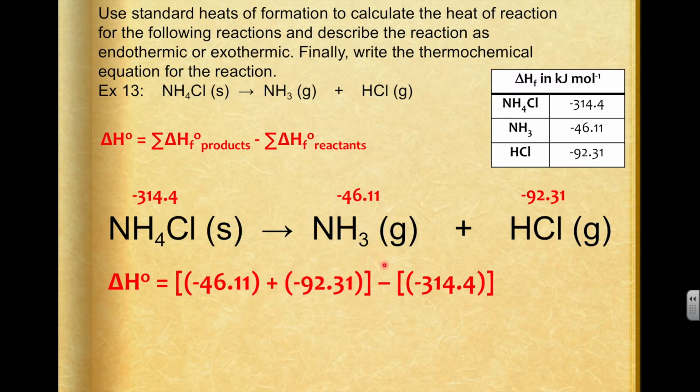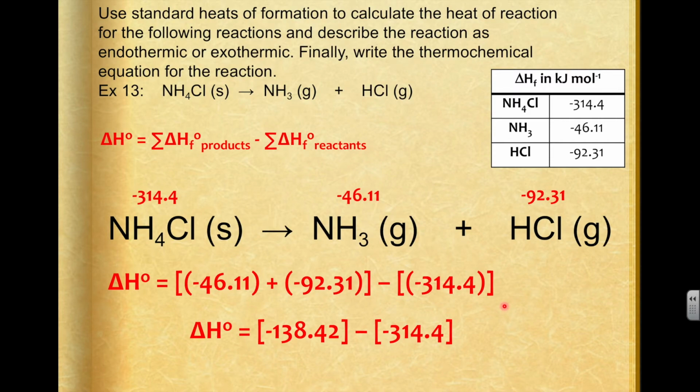And then over here, you're going to subtract it, and I like to put this in brackets as well. This is my reactants right here. And then I put in negative 314.4. All right. Now, this is a negative times a negative, which is going to make it a positive in the end. But we're going to condense that. And this is the amount for the products. This is the amount for the reactants. We'll come back to that in a second.